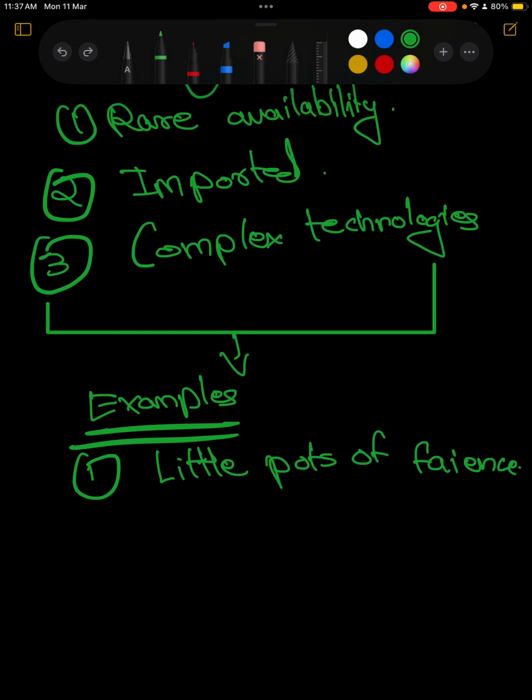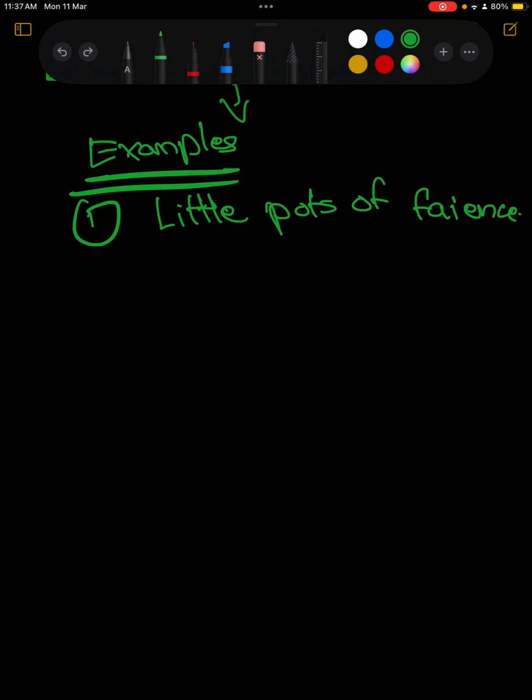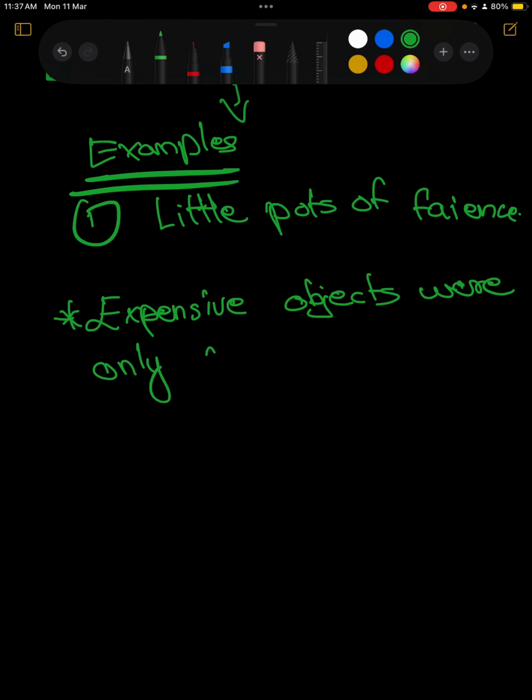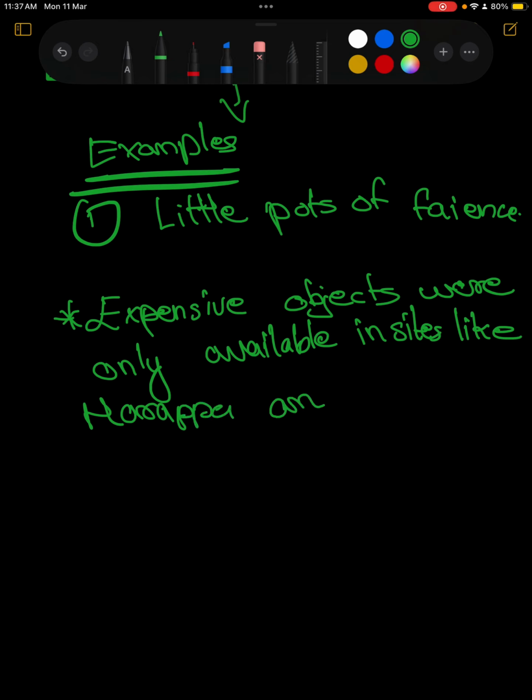Now we need to know that, of course, the rare objects are being used by the rich people. I need you to understand that these expensive objects were only available in sites like Harappa and Mohenjo-daro.